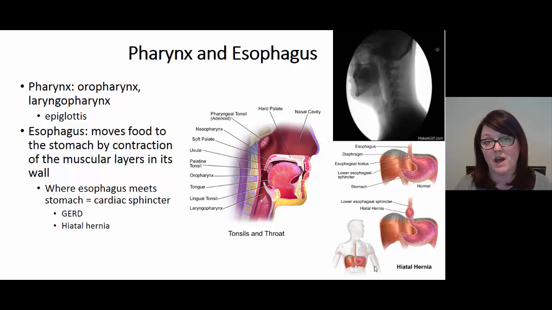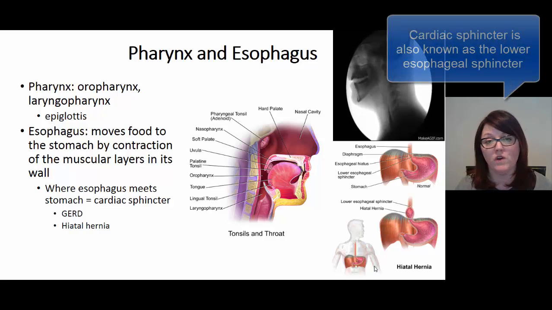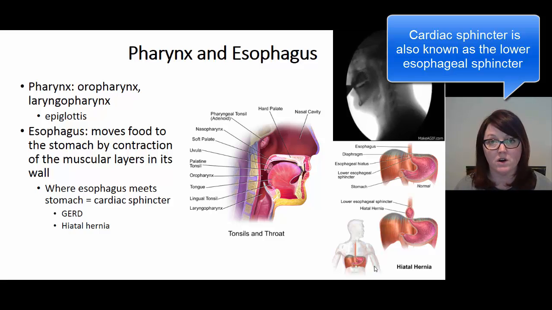And the esophagus's job is just to move food down to the stomach. And like many different parts of the digestive tract, it contains muscle in its wall, and the muscle contraction in the wall of the esophagus pushes food down to the stomach. The esophagus meets the stomach at a sphincter called the cardiac sphincter. So sphincters are circular muscles, and they're often like doors or gateways from one area to another. And so the cardiac sphincter is basically the gateway between the esophagus and the stomach. And when the cardiac sphincter relaxes, the food passes from the esophagus into the stomach.